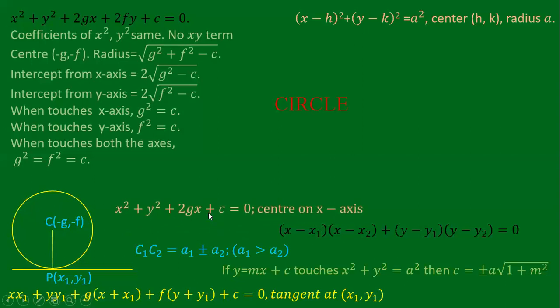Okay, if the center of a circle is on x-axis, then this will be the form of the circle. That is, y is missing. When center is on x-axis, then y term is missing. Not y square, only y term is missing.